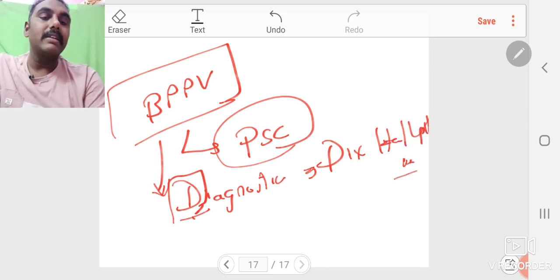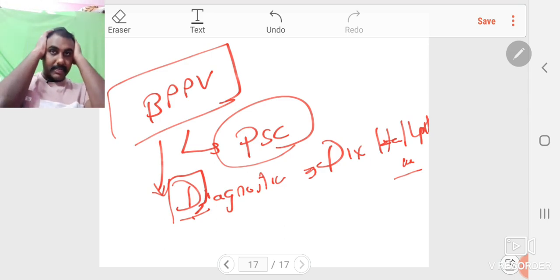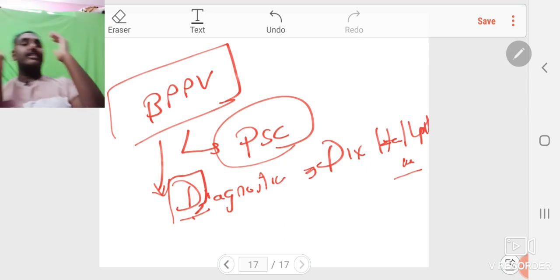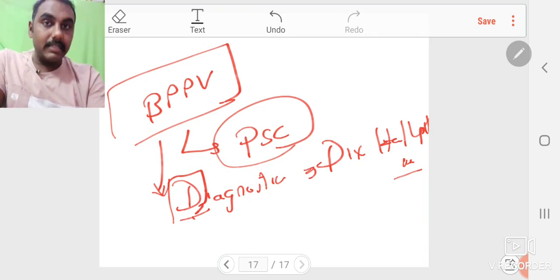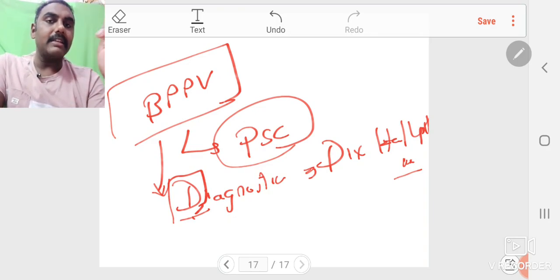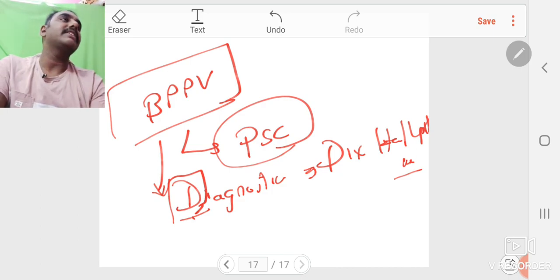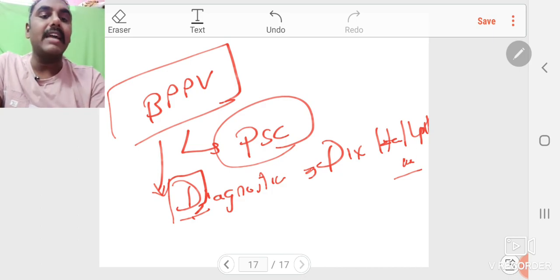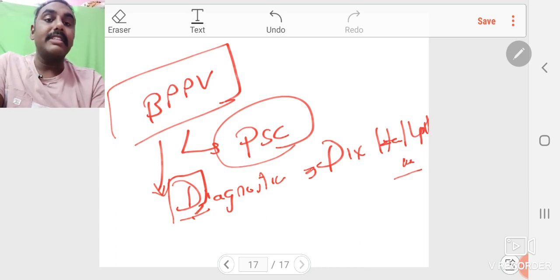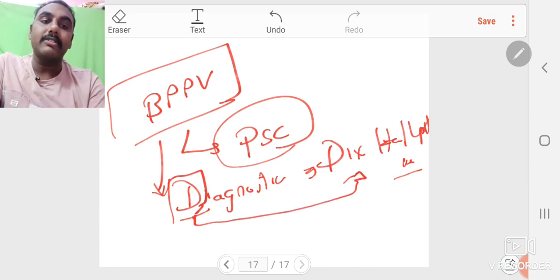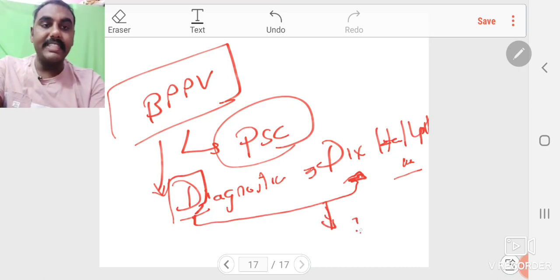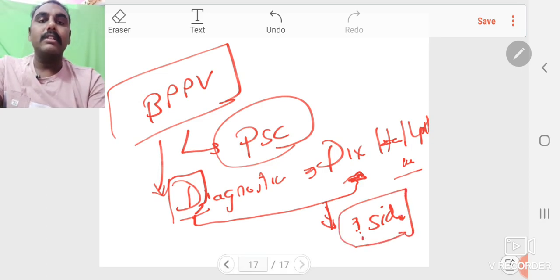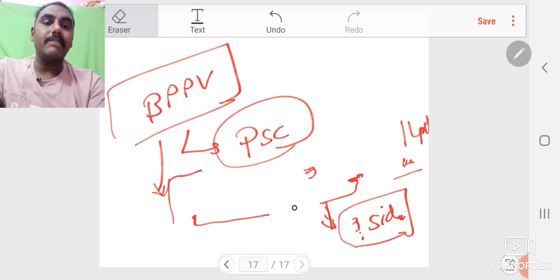In Dix-Hallpike, I am holding the head of the patient and making him lie down on one side, and again I do it on the other side, checking the nystagmus. The side on which the patient gets more nystagmus is identified by the Dix-Hallpike maneuver. So, this is a diagnostic maneuver. Once you diagnose which side is involved, then you can proceed with the therapeutic maneuver.